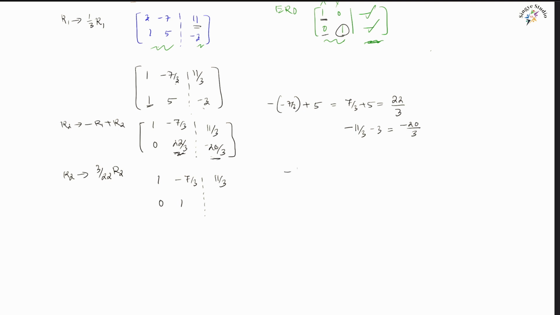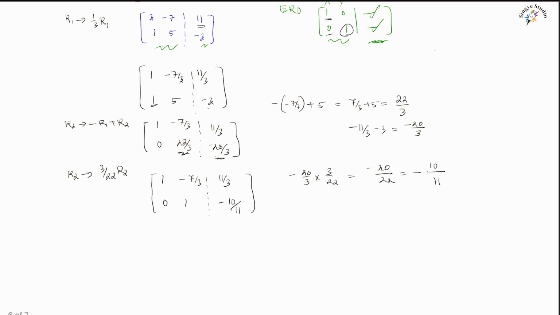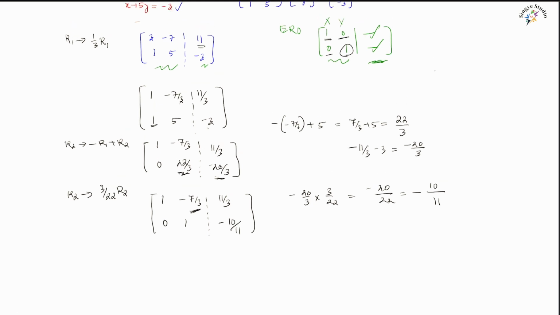So we will have -20 upon 3 times 3 by 22, right? So it will be -20 upon 22. So it will be -10 divided by 11. So our answer will be negative 10 by 11. Okay. Now our last thing is to change this to 0 here to correspond to this.